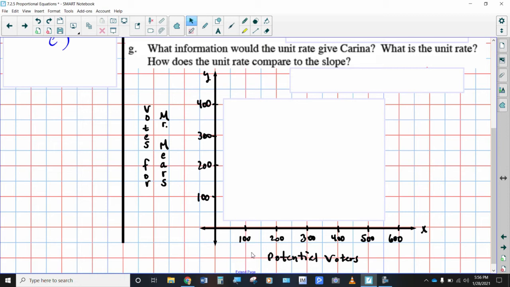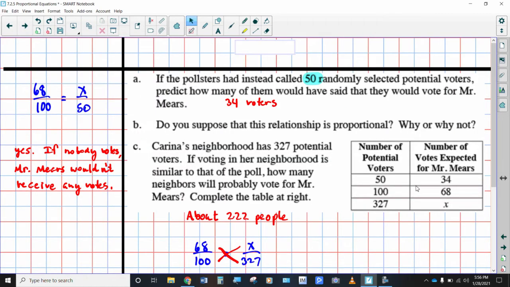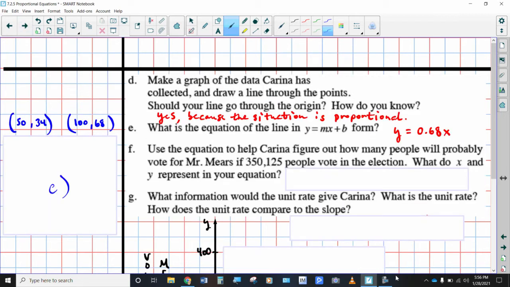So your independent variable is your potential voters, and the vote for Mr. Mears goes here. So go ahead and complete this graph, and then take the information from here, where it turns out this is your X and this is your Y. That's your independent variable. This is your dependent variable. And then plot these points and then connect the dots. And unpause when you are ready to see the reveal.